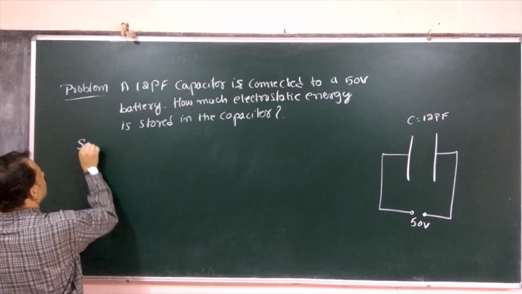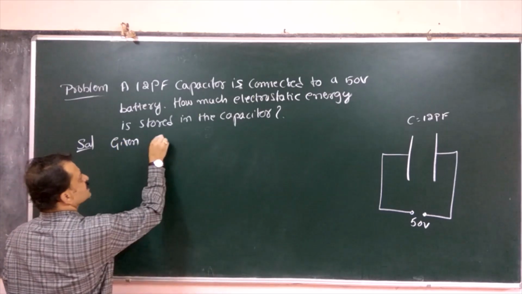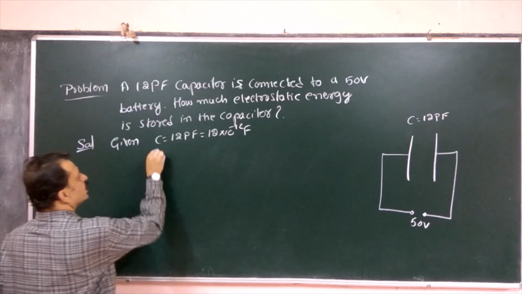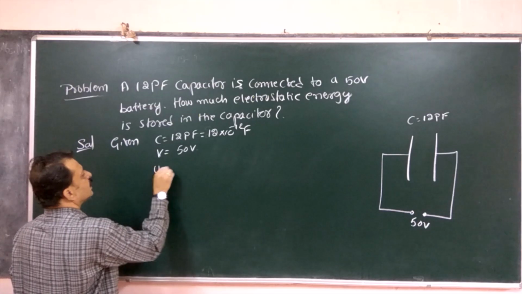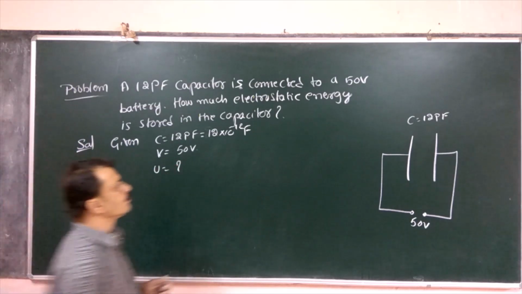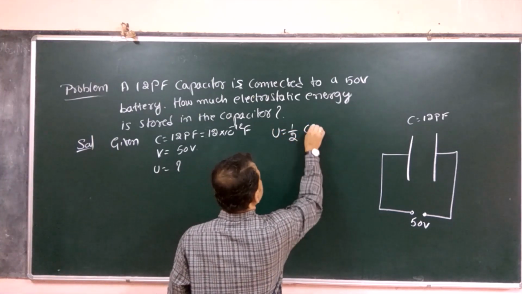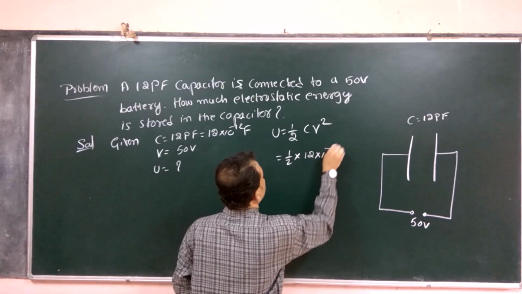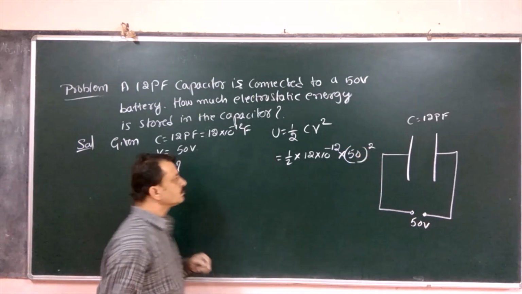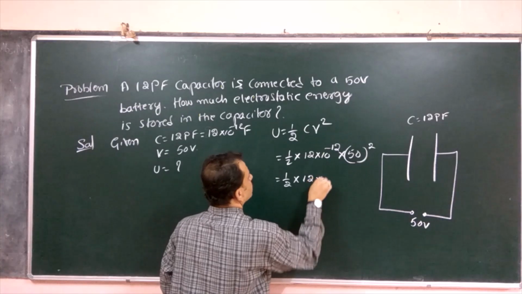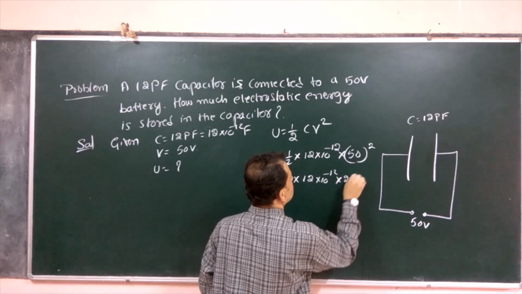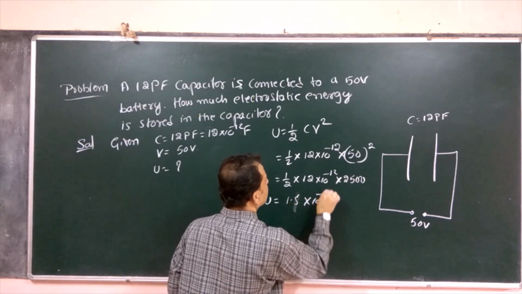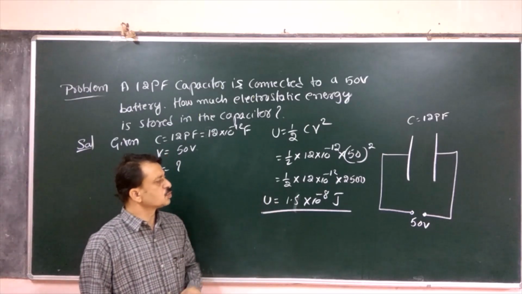Okay, simple. So solution, given: capacitance C is equal to 12 picofarad. Pico means 10 to the power of minus 12 farad. Voltage is given, that is 50 volts. Simply we have to calculate the energy stored in the capacitor. We know the simple formula: the energy stored in the capacitor is half CV square. So that is equal to half into the capacitance value given, 12 into 10 to the power of minus 12, into V square, that is 50 square. 50 square is 2500. Therefore energy is 1.5 into 10 raised to minus 8 joules. Now this much energy is stored in the capacitor.